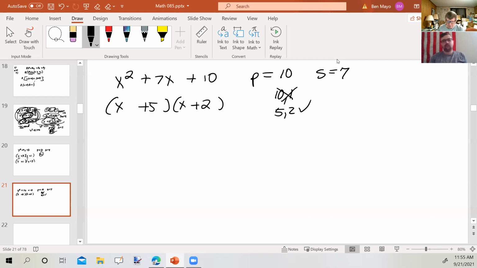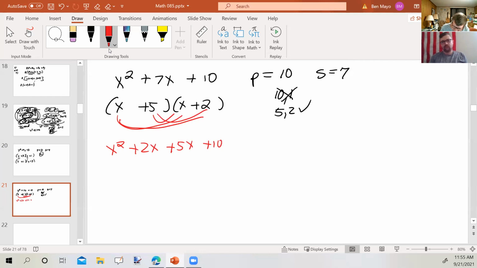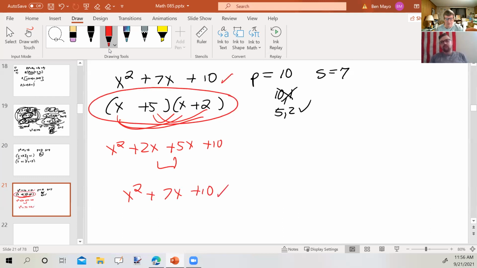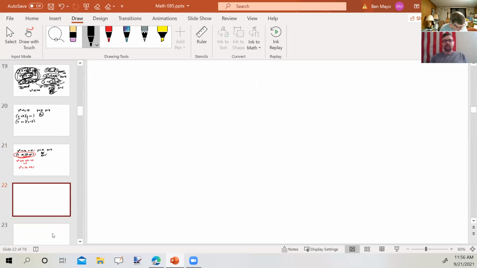So there's our answer. Let's check our work. x times x is x squared. x times 2 is 2x. 5 times x is 5x. 5 times 2 is 10. Combine like terms, x squared plus 7x plus 10. It checks. So that is the correct solution. Any questions? Okay. Let's take a look at another one.